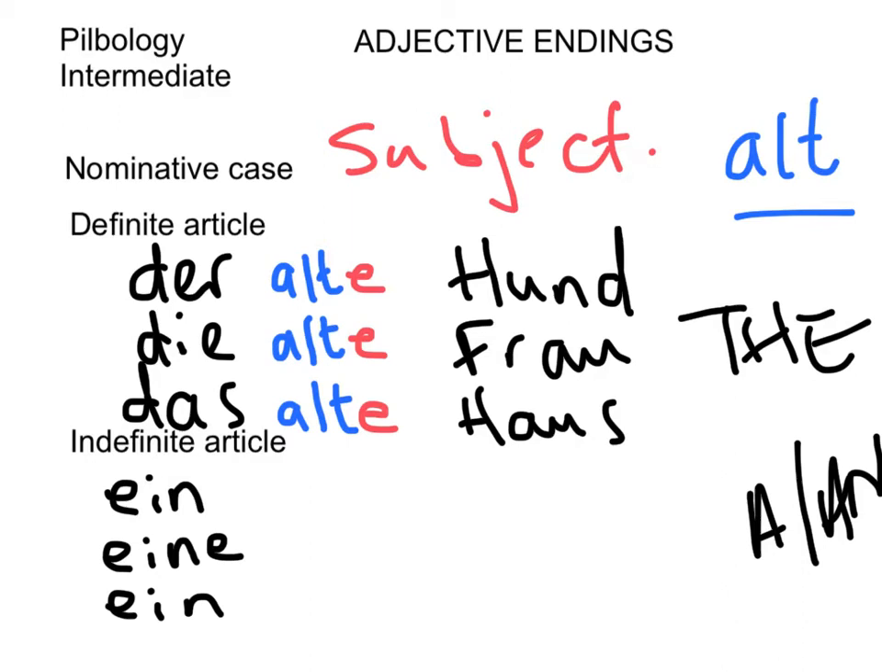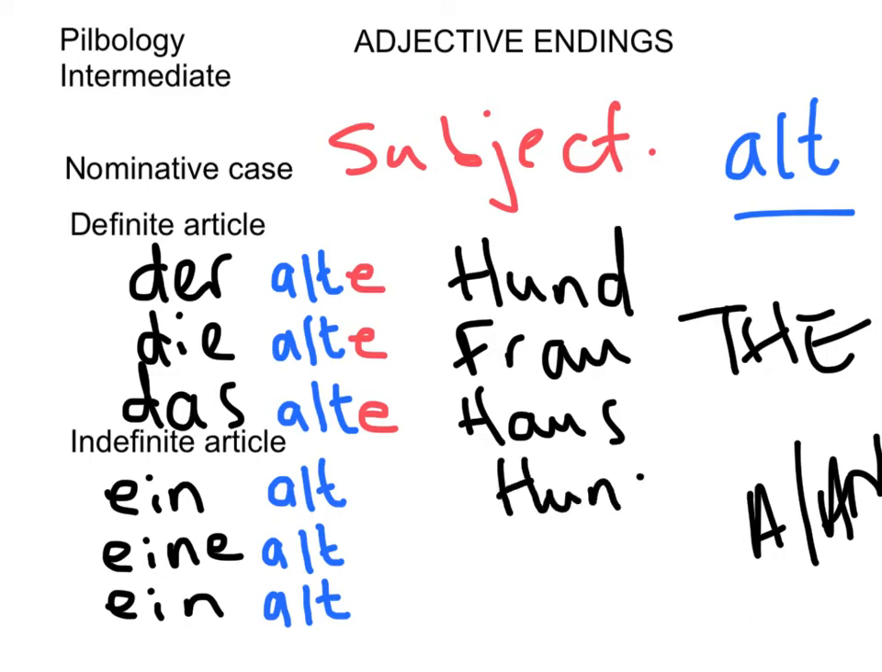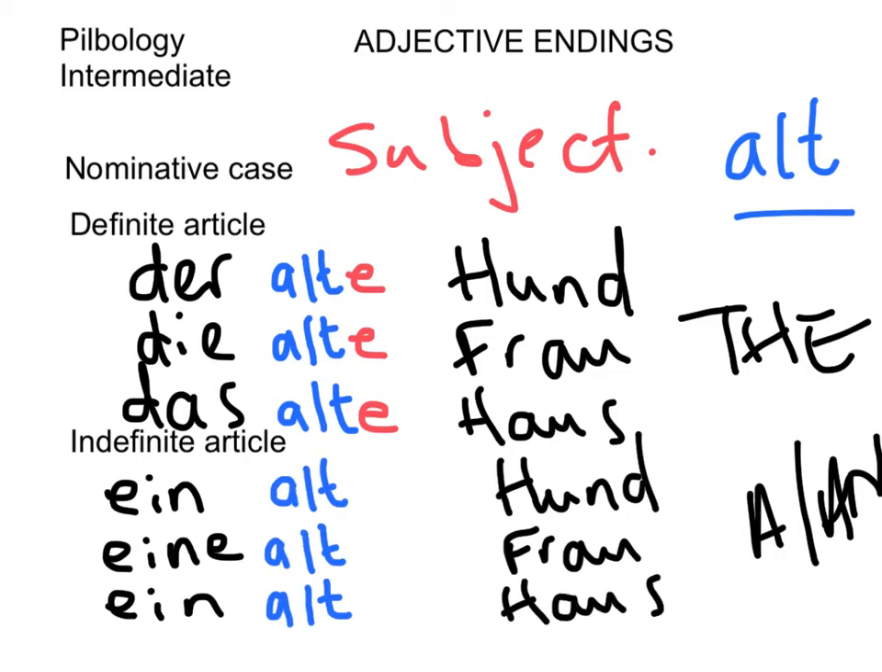Now then, let's stick with our adjective, which is alt. And we will stick with our same three nouns. So we have got Hund, Frau, and Haus. Now this is where the adjectival endings actually change. And they change depending on the gender of the noun.